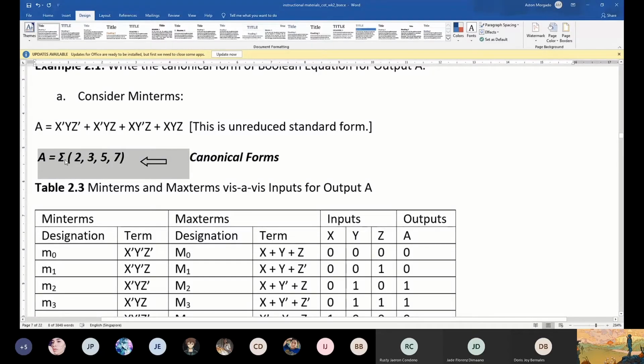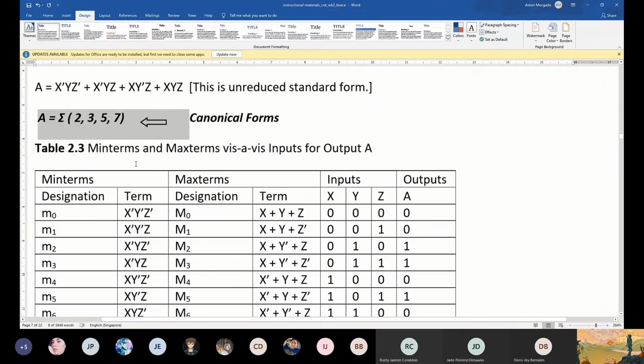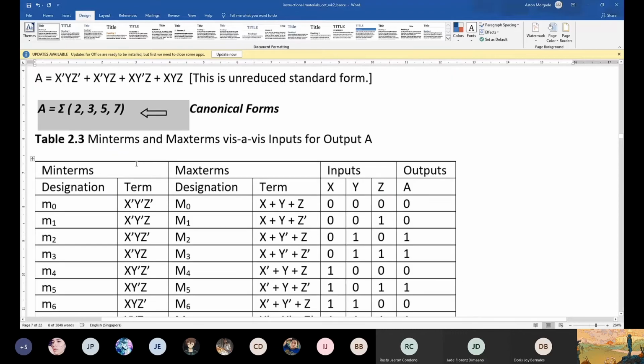So, that means you can also reconstruct the truth table given the canonical form or the standard form. So, when you say A is summation of 2, 3, 5, 7, that means that for minterms 2, 3, 5, 7, those are the inputs with output of 1. The rest are zeros.